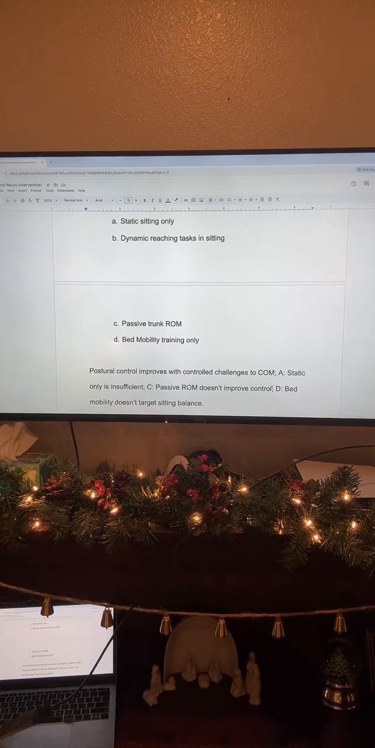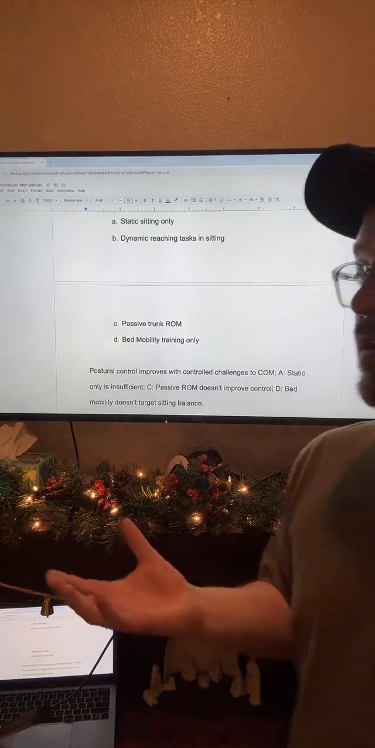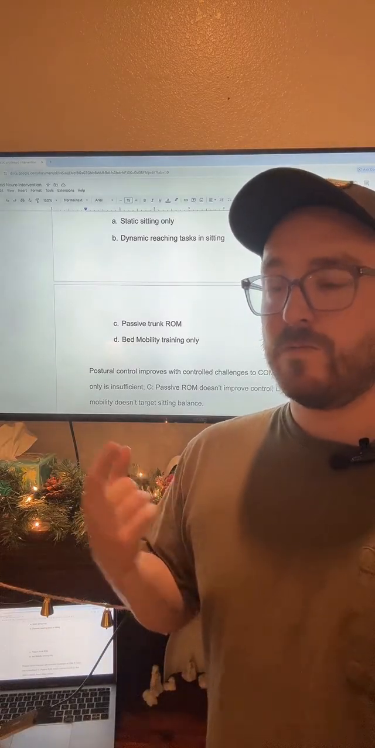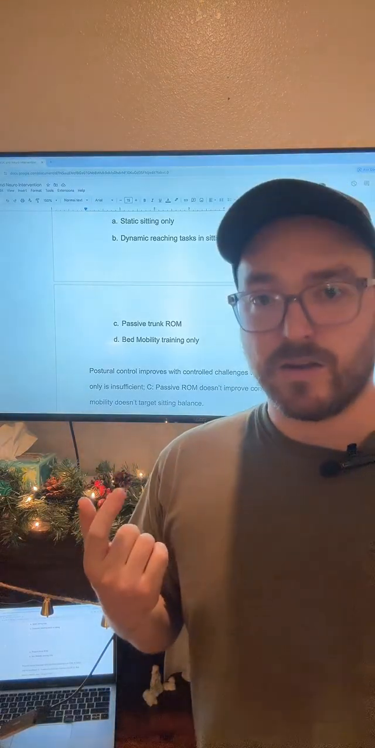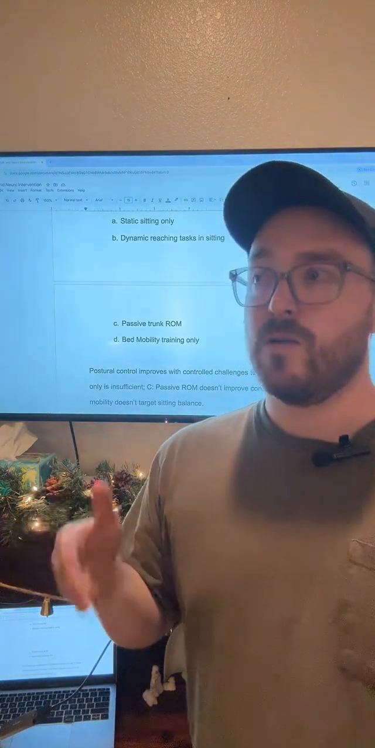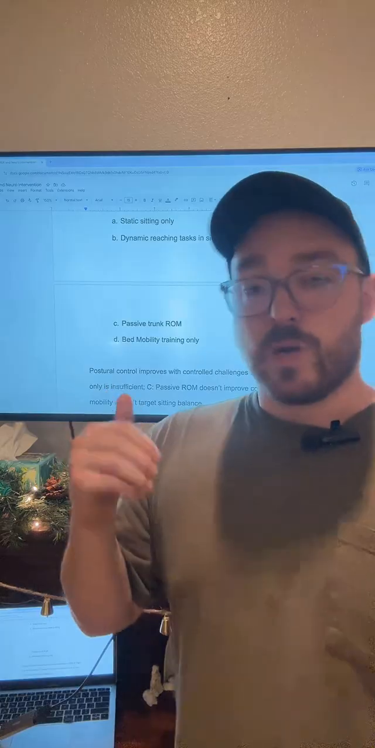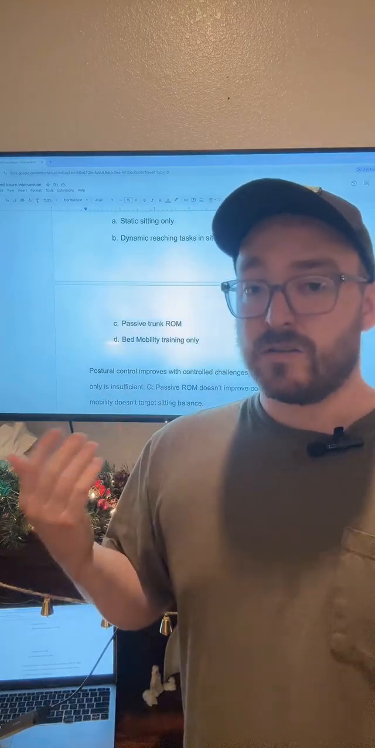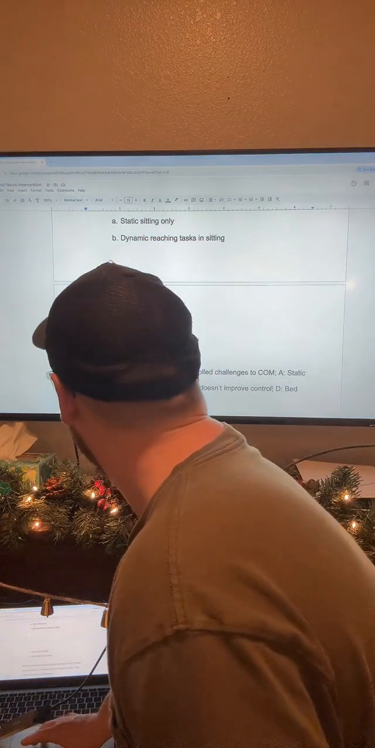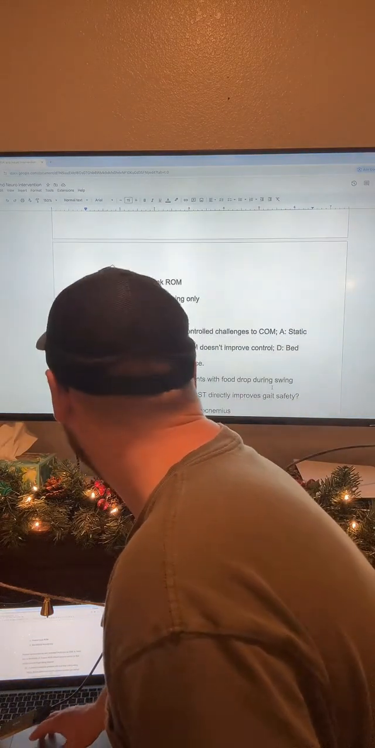Passive range of motion is not going to improve control because the muscles aren't having to activate. And bed mobility isn't going to target sitting balance. While it may help with trunk control, it's first off in a gravity independent position, if you want to call it that, so they're not having to hold their trunk up or anything. But we know that, like we said earlier, motor learning is task specific, so working on bed mobility isn't going to help their sitting balance. It doesn't transfer because it's not task specific.